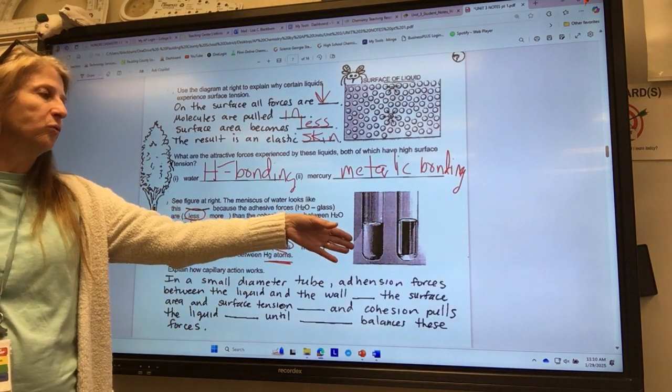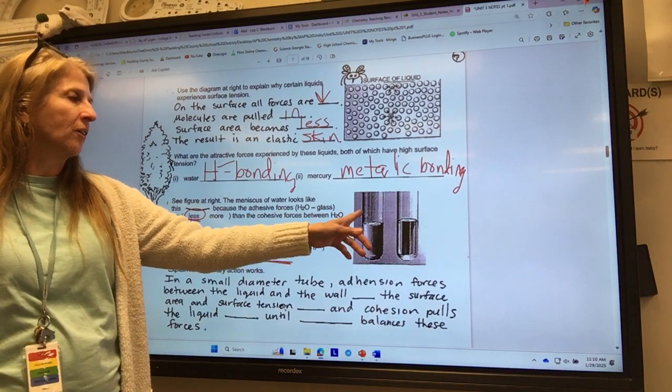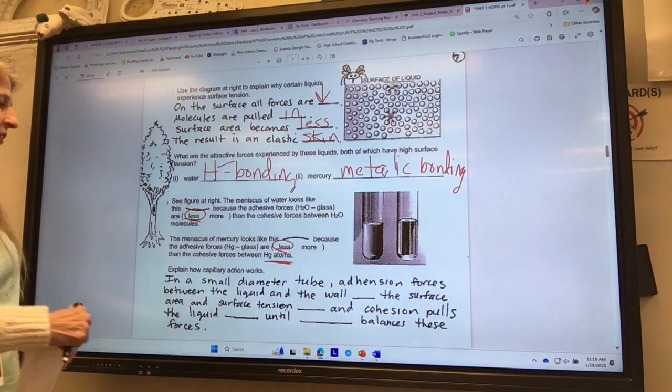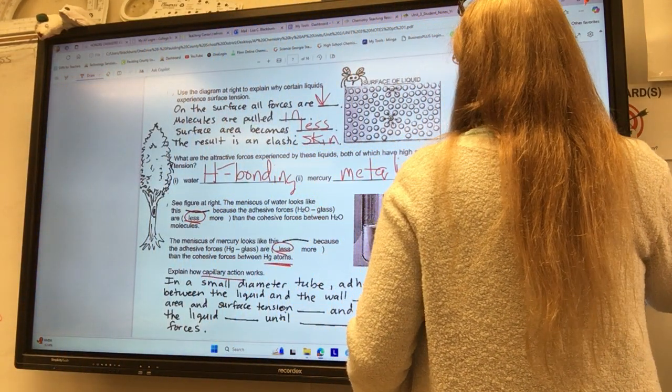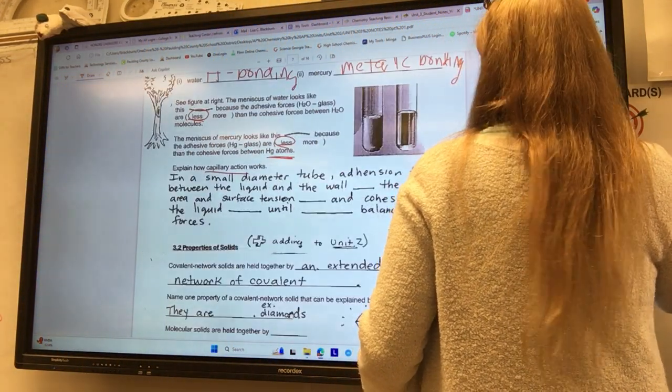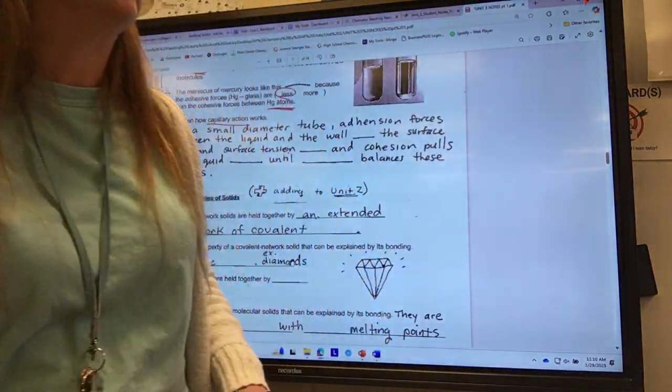These are forces, and those forces can even be between the water and the glass, and it causes something called capillary action. And you would not be alive without it. It's one of the amazing things about what life is based on.